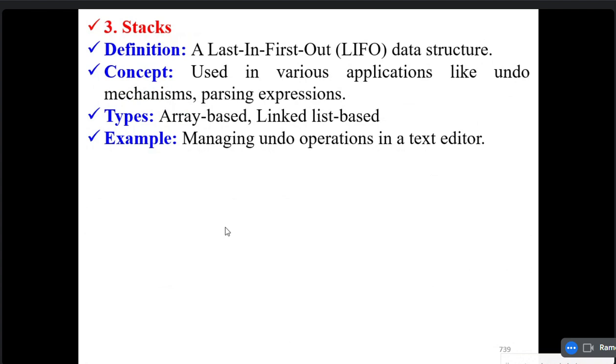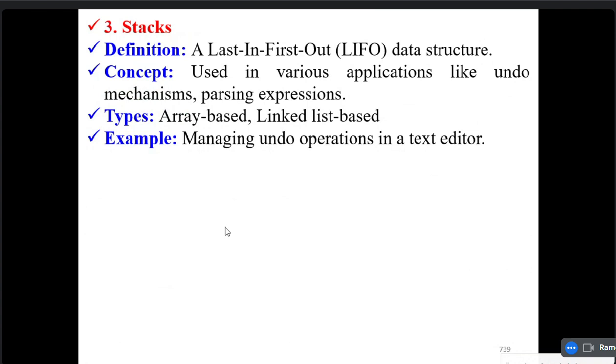Correct. That means the last performed action will get out first. Last in, first out. Okay. So parsing an expression like A plus B, if you construct a parsing tree, there also it uses last in, first out.